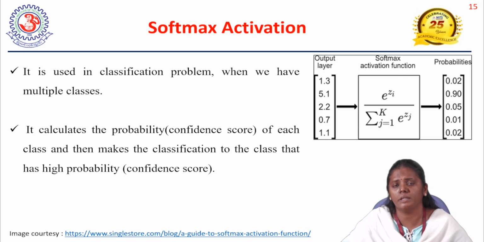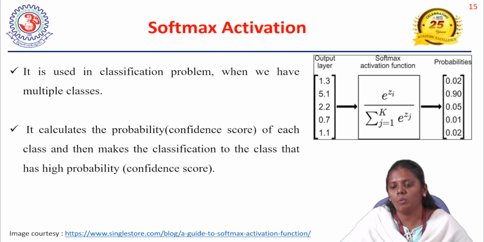You can see there on the right hand side from the picture, the output layer contains certain outputs from different neurons: 1.3, 5.1, 2.2, 0.7 and 1.1. And here we are going to apply the softmax activation function individually to all the values that are emerging from the different neurons of the previous layer.